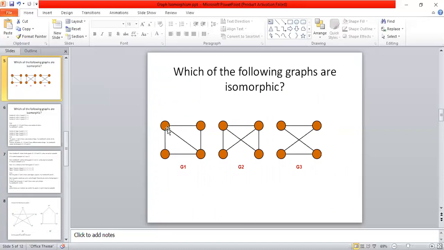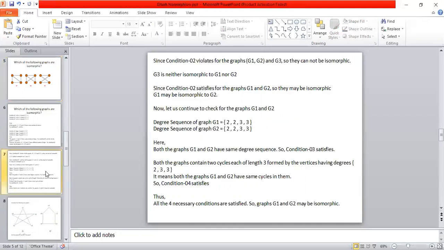What is the degree of this vertex? 3. What is the degree of this vertex? 2. What is the degree of this vertex? 3. What is the degree of this vertex? 2. So this graph is having 2, 2, 3, 3 degree sequence order. Coming to this, first vertex 3, second vertex 3, and this vertex 2, and this vertex 2. Again, G2 is having the degree sequence 2, 2, 3, 3. So third condition also satisfied for these two graphs, G1 and G2.